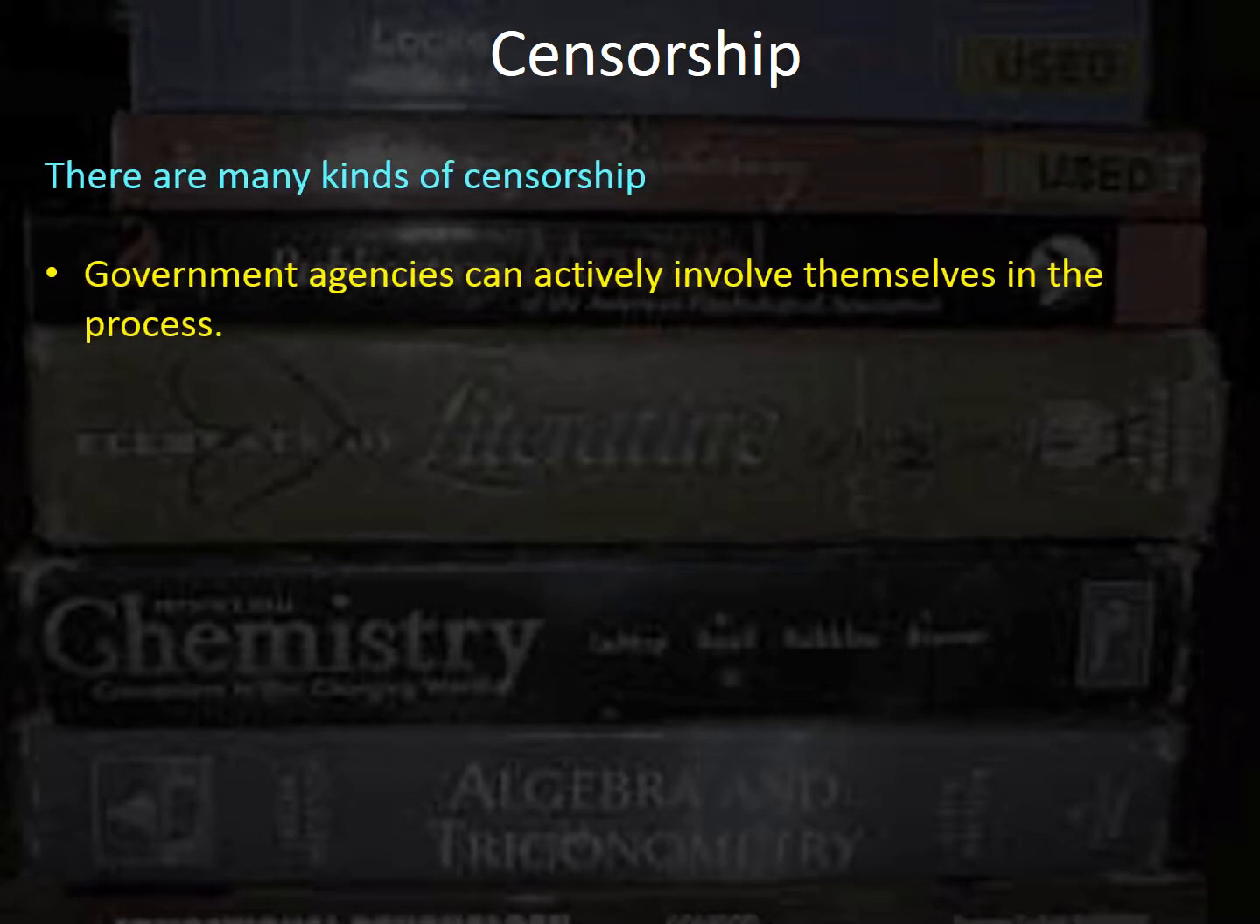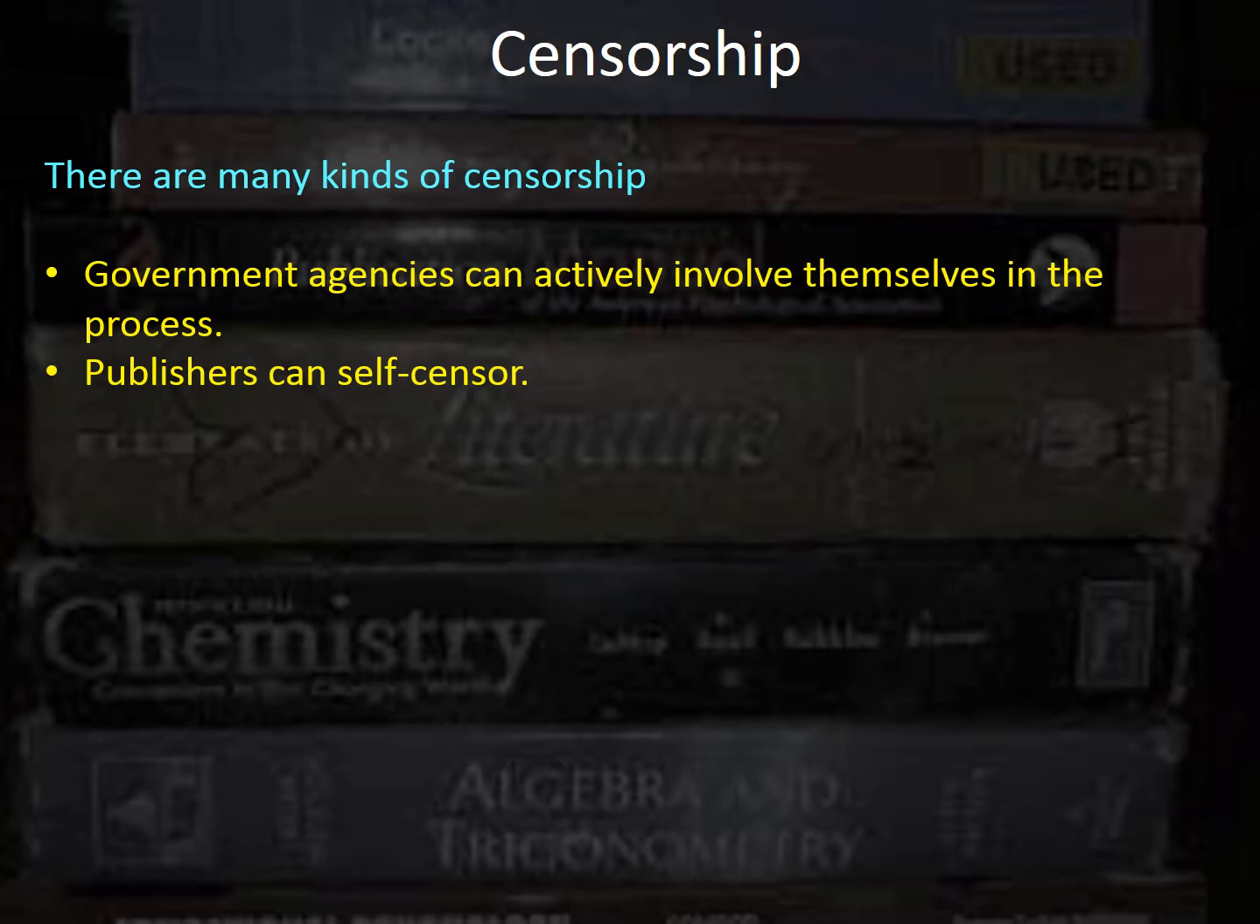Censorship. There are many kinds of censorship of textbooks. Sometimes government agencies will come down and try to force content onto public schools. More often, textbook publishers self-censor. They want their textbooks to be accepted, especially by the most influential states such as Texas and California.